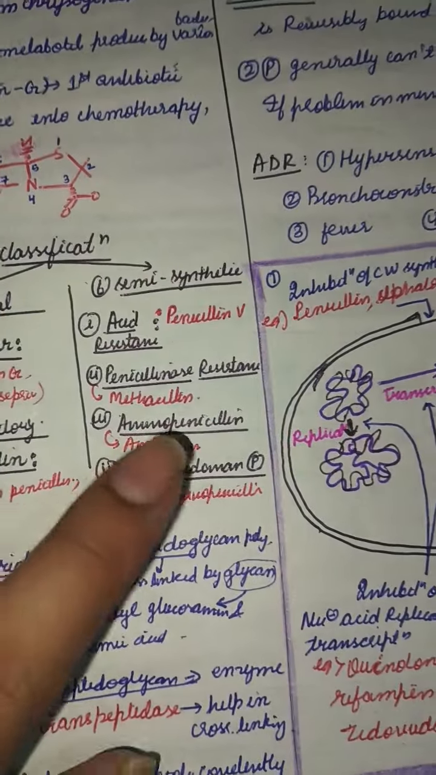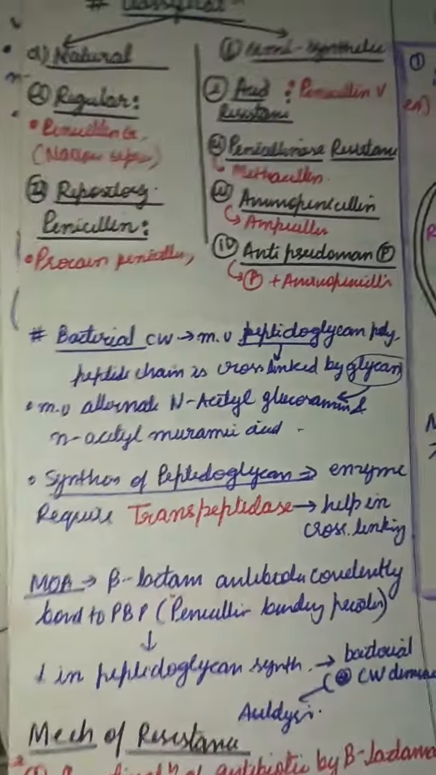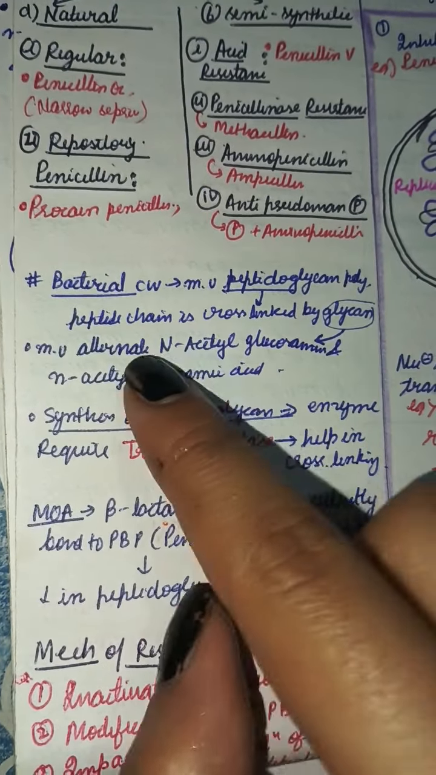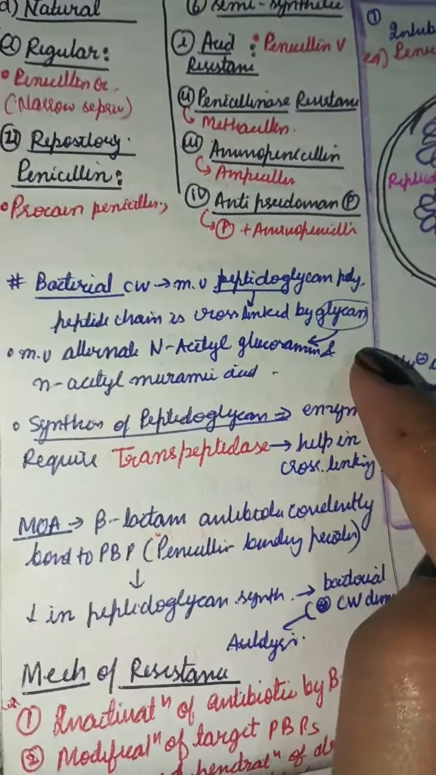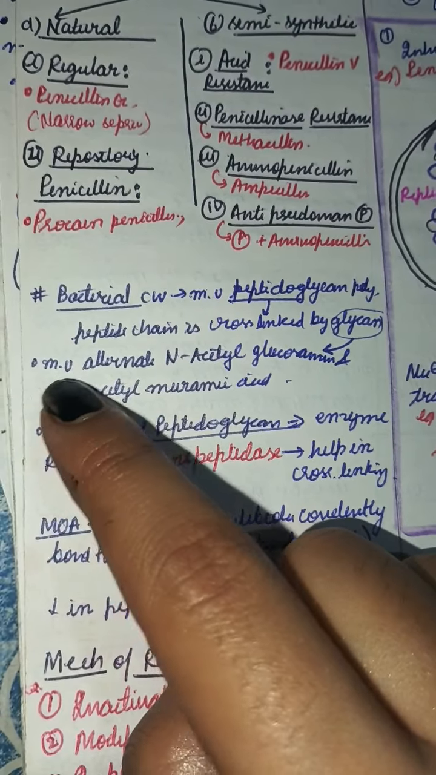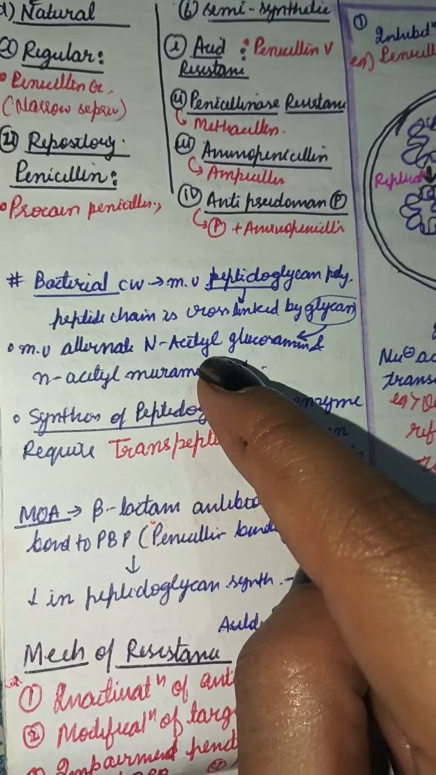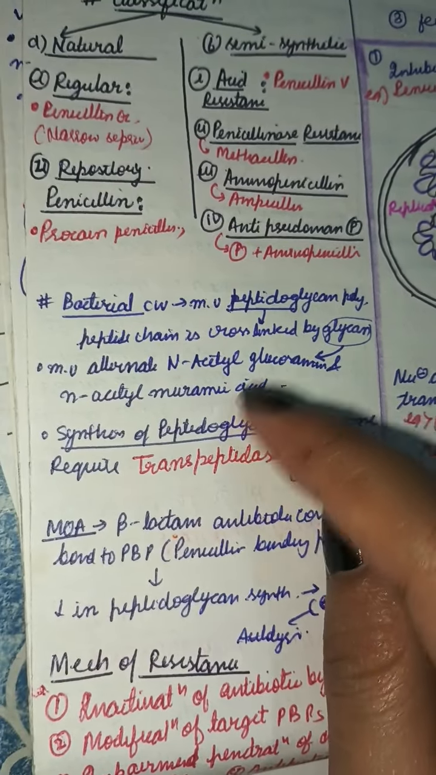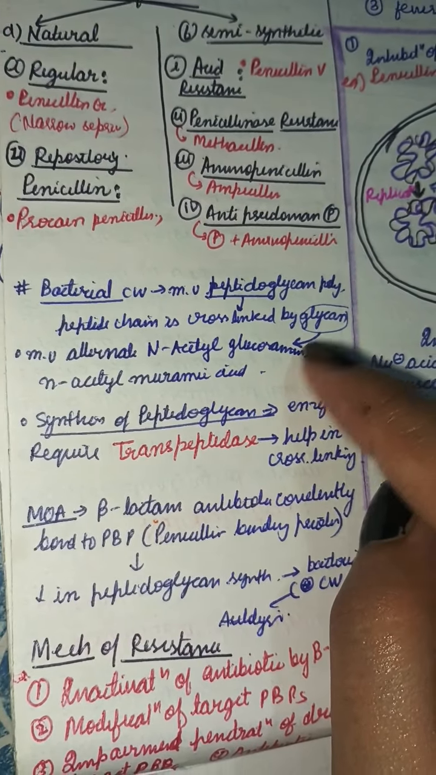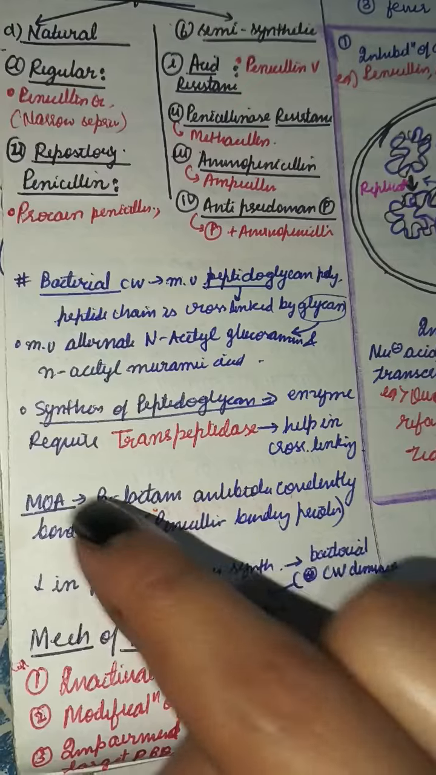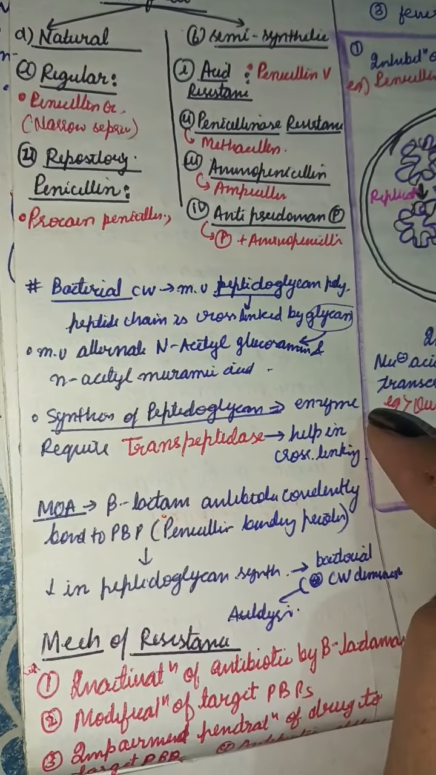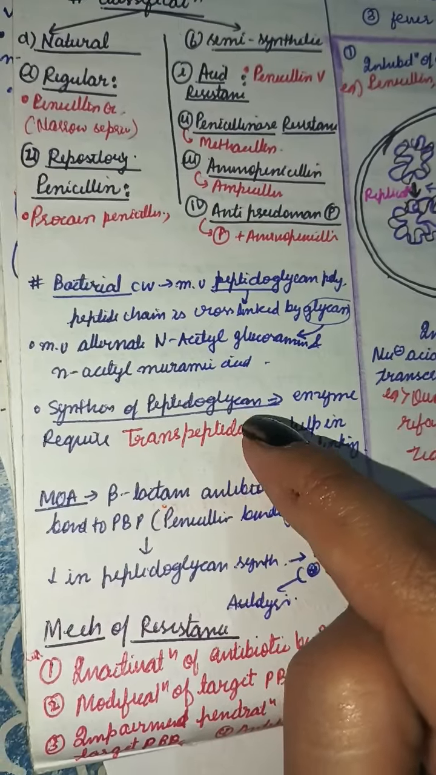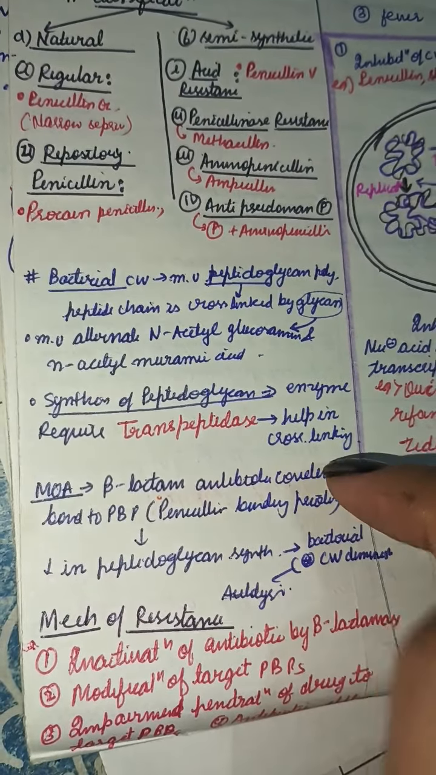This is the classification: natural and semi-synthetic. And its bacterial cell wall, we know that it's made of peptidoglycan chains, and it's cross-linked by the glycan. So it is made up of alternate N-acetyl glucosamine and N-acetyl muramic acid. Among these, the cross linkage is formed, right? Now, synthesis of peptidoglycan requires the enzyme transpeptidase, which helps in cross linking.